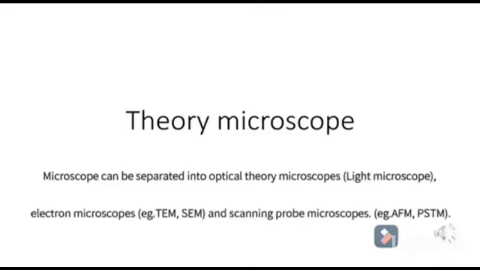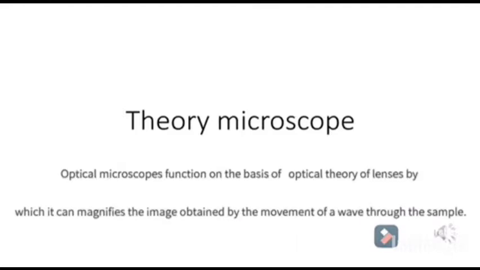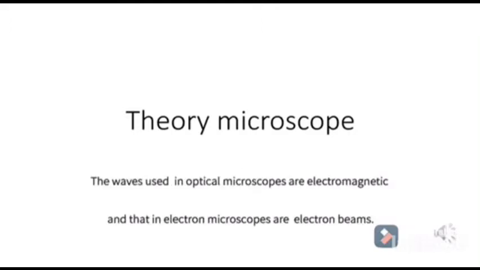Microscopes can be separated into optical microscopes, electron microscopes, and scanning probe microscopes. Optical microscopes function on the basis of the optical theory of lenses, by which they can magnify the image obtained by the movement of a wave through the sample. The waves used in optical microscopes are electromagnetic, and in electron microscopes are electron beams.